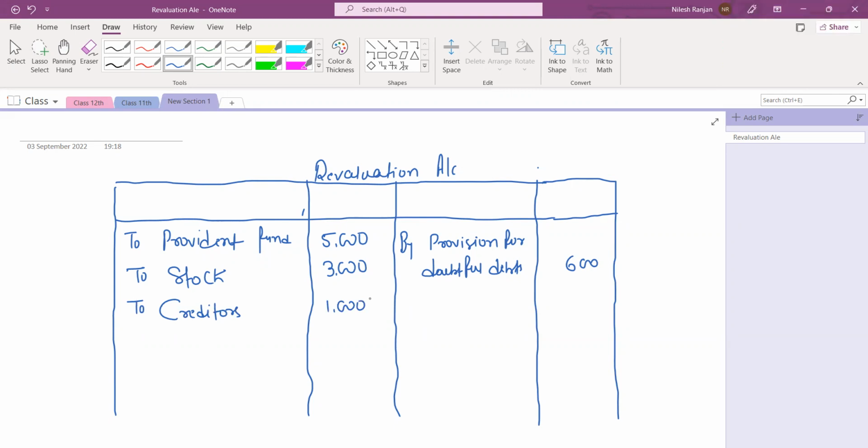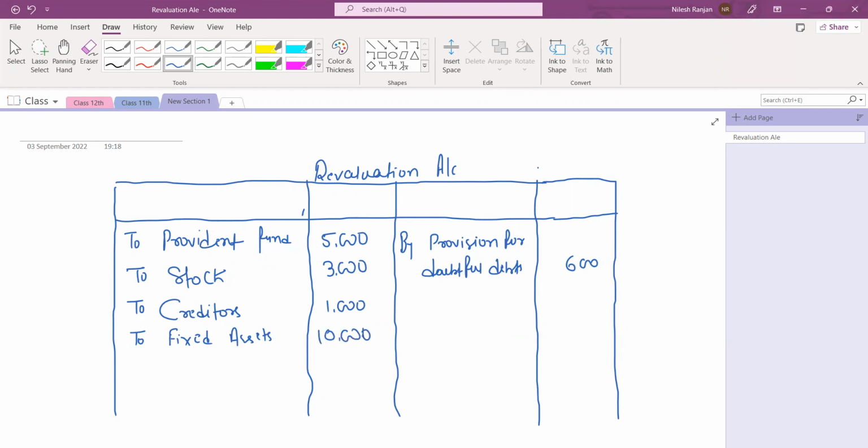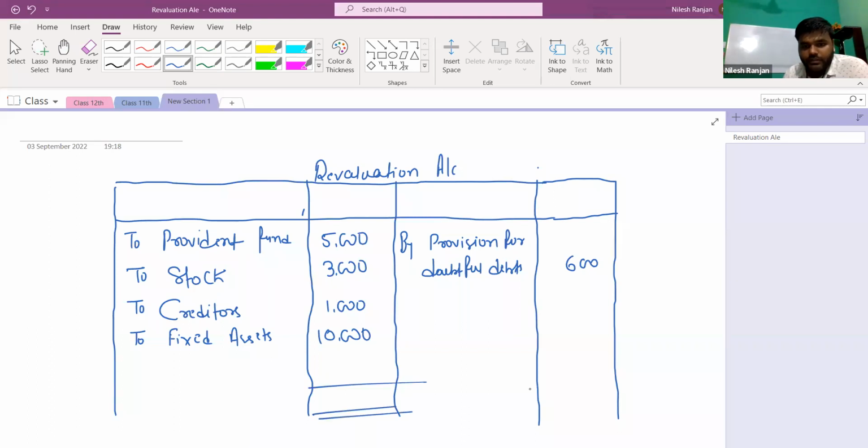And fixed assets are to be revalued at 70,000. Our fixed assets in the balance sheet are 80,000. The old value of fixed assets is 80,000, and now it is to be revalued at 70,000. Loss or profit? Loss. So debited. How much? 10,000. 80,000 is the old value, 70,000 is the new value. So our loss is only 10,000. The difference is 10,000. So now we can calculate the profit or loss.